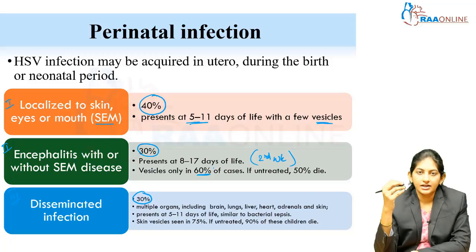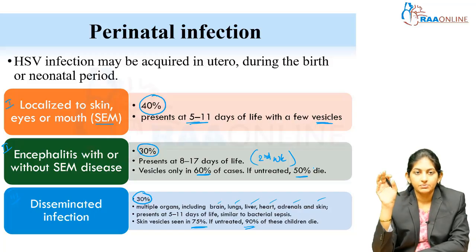Disseminated infection occurs again at the end of the first week. Disseminated means most of the organs are affected: brain, lungs, liver, heart, adrenal, skin. Skin vesicles can be seen in 75%. The mortality is highest in this disseminated stage. 90% of these children will die in the disseminated stage. 80% of the children in the encephalitis category will die if left untreated. So a high index of suspicion is needed.